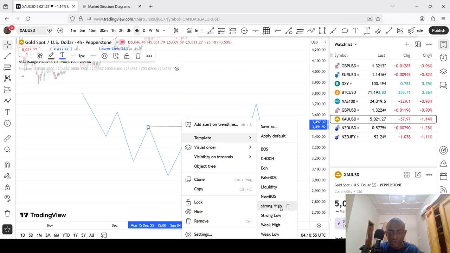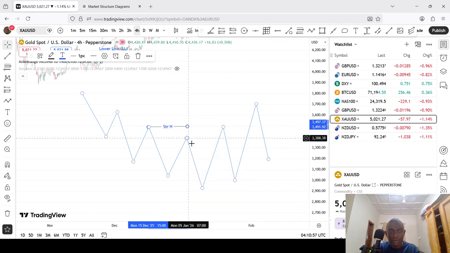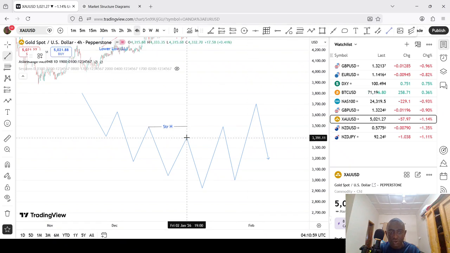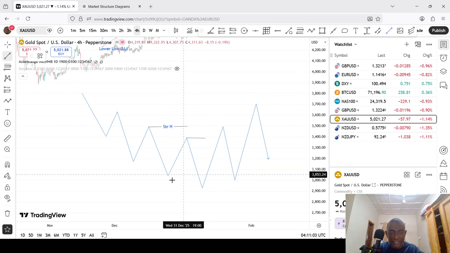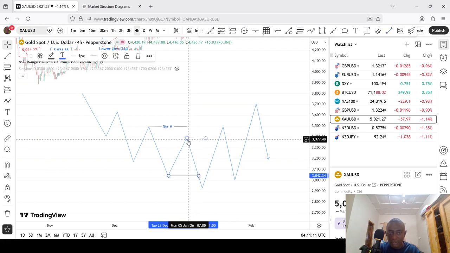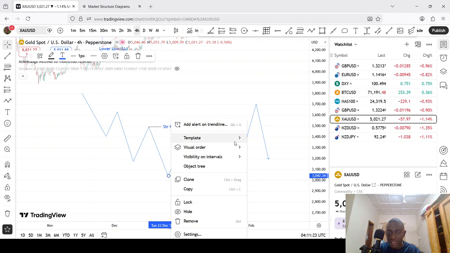Templates, we have the strong high. So the same thing, you can draw as many as you want. And here, price broke through around this zone. It took this zone, like this place, to break this price line. So once price broke through this, here is our BOS.